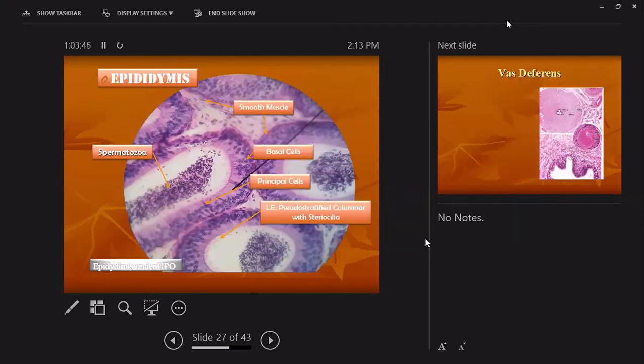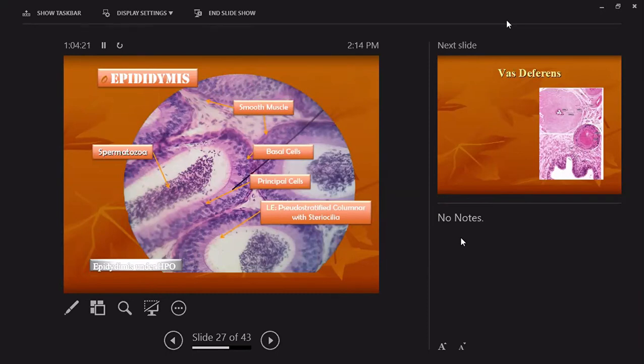Okay, so epididymis, just take a clear picture of the part. You will have this smooth muscle cell, of course, lining. Okay, and then the spermatozoa, yung laman, doon makikita mo, epididymis. And then you will have your principal cells. There you are. And then the lining epithelium, take note.